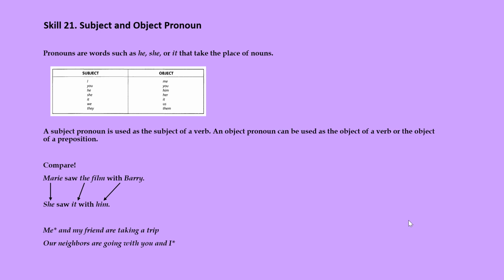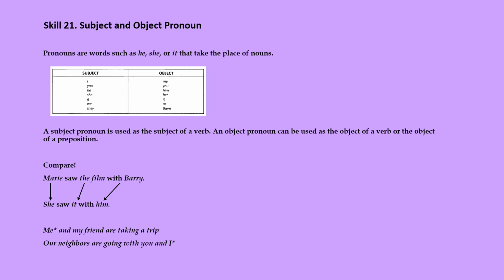Have a look at the next example. Me and my friend are taking a trip. We can find out an asterisk and it indicates an error. For the subject pronoun, we cannot use me, but it must be I. So my friend and I are taking a trip.